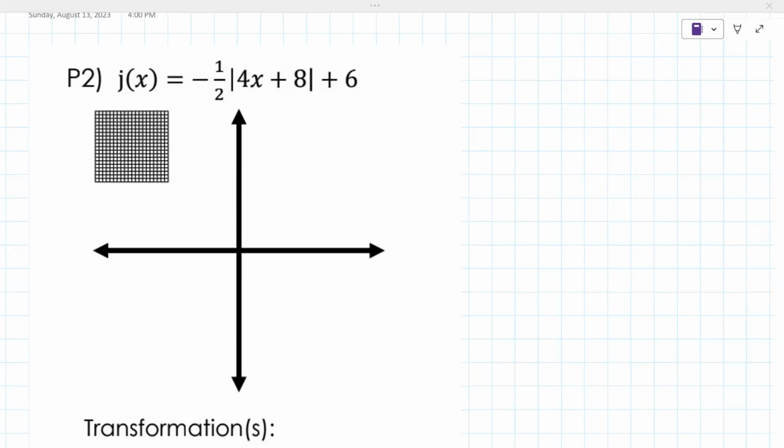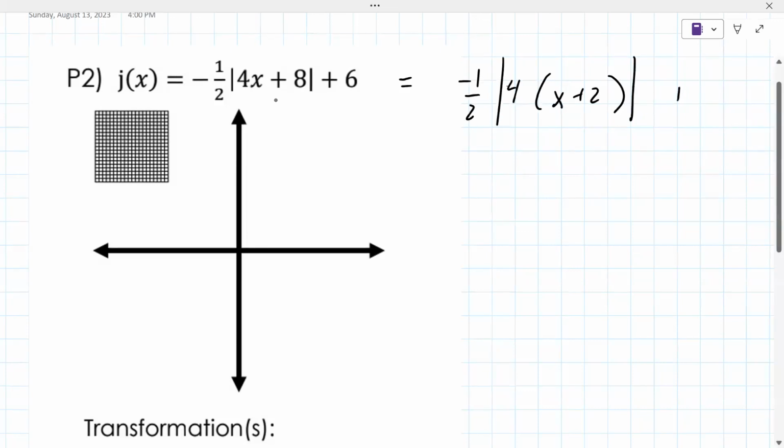The thing you've got to focus on here is what you're going to do inside the absolute value. We talked about the idea that you can factor out a 4 from both of those. Hopefully that looks familiar from yesterday. And then you remember what to do from here. Now the 1/2 absolute value of 4 times x plus 2, plus 6.